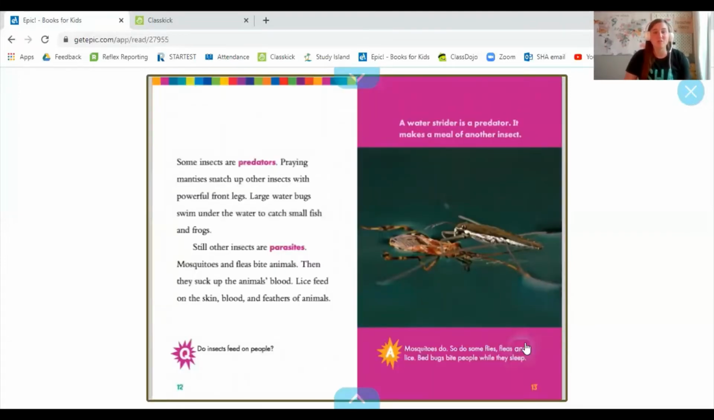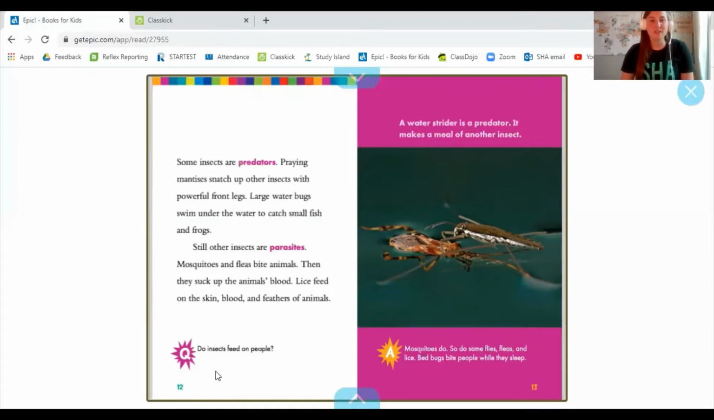Some insects are predators. Praying mantises snatch up other insects with powerful front legs. Large water bugs swim under the water to catch small fish and frogs. Still, other insects are parasites. Mosquitoes and fleas bite animals. Then they suck up the animal's blood. Lice feed on the skin, blood, and feathers of animals. A water strider is a predator. It makes a meal of another insect.